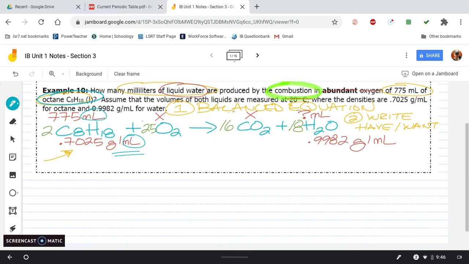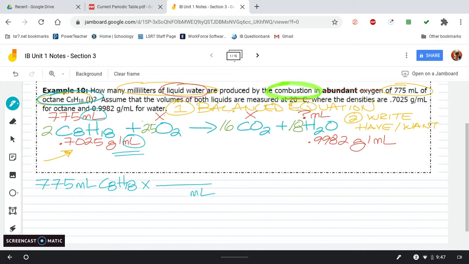So I'm going to write out 775 milliliters of octane. So I'm going to write C8H18. All right. So then what we're going to do is use a conversion factor. If you don't remember, a conversion factor is a multiplication sign and a line. And on the bottom of that, we're going to put milliliters because we want milliliters to go away. So you see top and bottom.